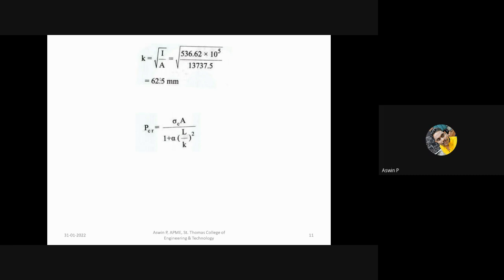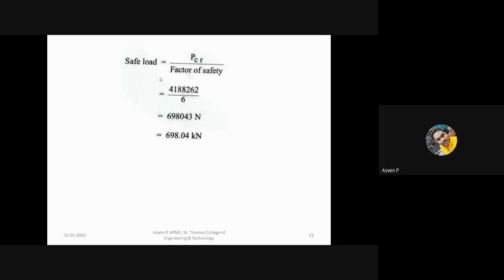After that, we have the previous equation, Rankine's equation, that is sigma C into A divided by 1 plus alpha into Le divided by K square. So when you are substituting the values directly, you can get the Rankine's crippling load. And the value is 4188262 Newton, you can convert it into kilonewton. That will become 4188 kilonewton. And you need to find safe load by dividing crippling load or Rankine's load by the factor of safety, and you will get it as 698043 Newton, or in other words, 698.04 kilonewton.